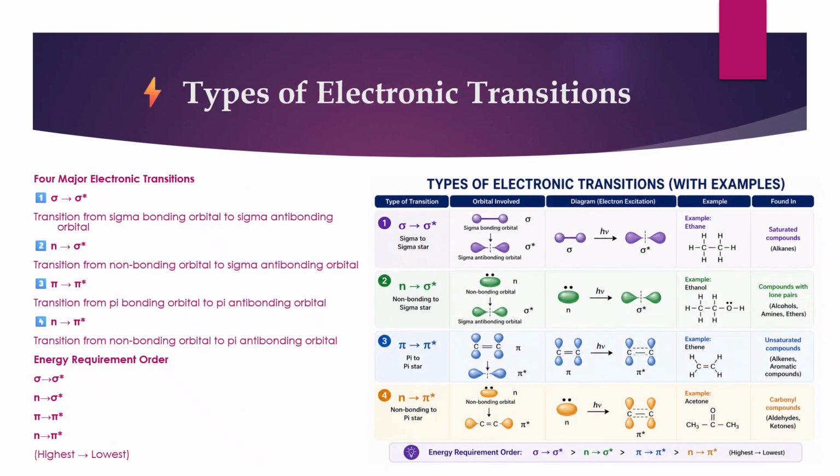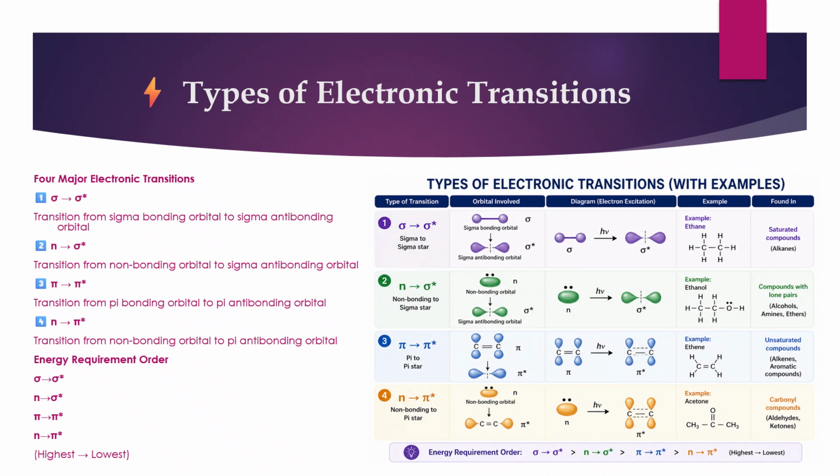Now that we understand molecular orbitals, let us look at the major types of electronic transitions. The image on this slide gives a comparative overview of all four transitions. The first is the sigma to sigma star transition, where an electron moves from a sigma bonding orbital to a sigma antibonding orbital. The second is the n to sigma star transition, where a non-bonding electron moves to a sigma antibonding orbital. The third is the pi to pi star transition, where a pi electron is excited to a pi antibonding orbital. And finally, we have the n to pi star transition, where a non-bonding electron moves into a pi antibonding orbital.